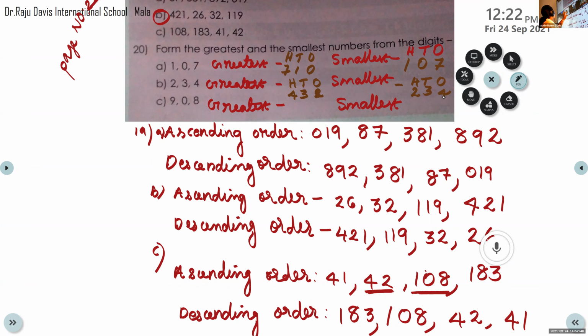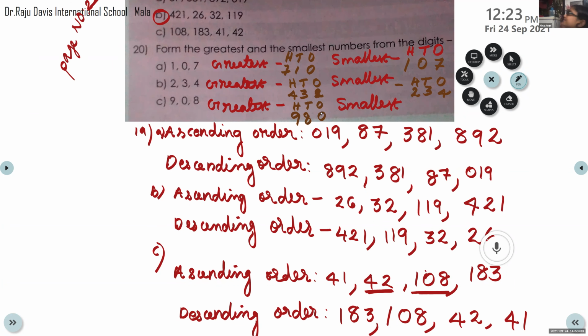Now, Alna, please unmute. The greatest number that we can form using the digits 9, 0, 8. 9 in which place? Hundreds place. Then tens place, 8. Ones place, 0. Will you read this number? 980. Correct answer, my dear.